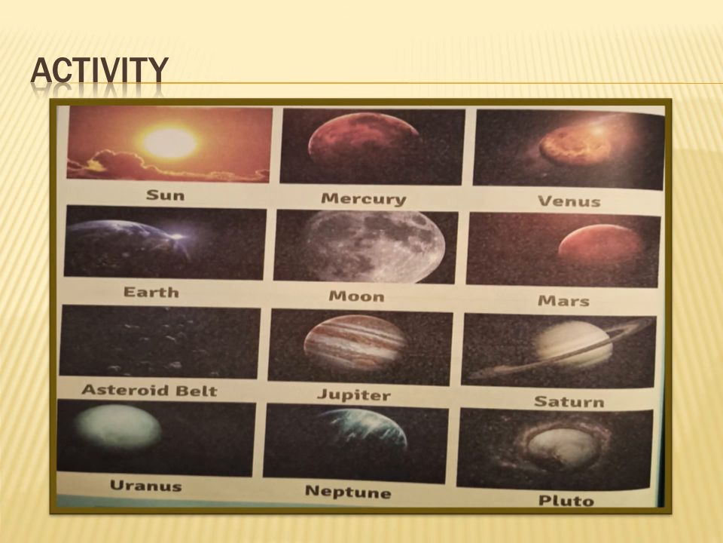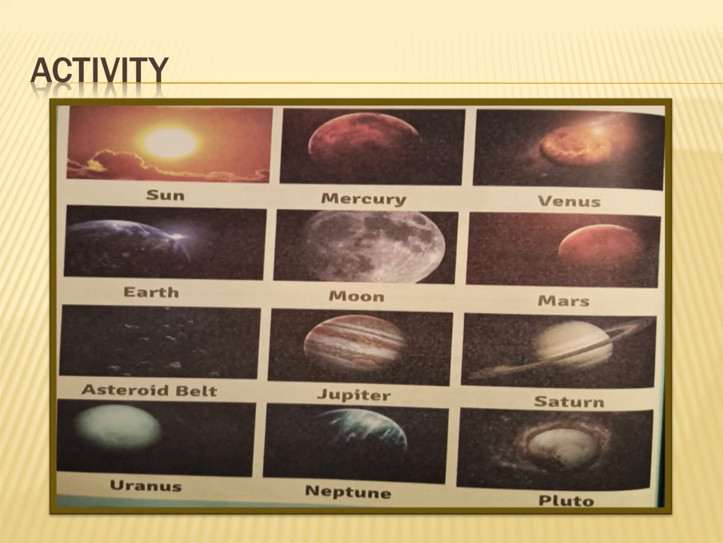There are pictures. Okay, these pictures are of all the parts of solar system. The first one is sun, the center of the solar system, which provides energy and heat to all the solar system, and all the planets revolve around the sun. Okay, all the other pictures are of planets. The first one is Mercury, second one is Venus, Earth, Moon, Mars, asteroid belt, Jupiter, Saturn, Uranus, Neptune, Pluto.